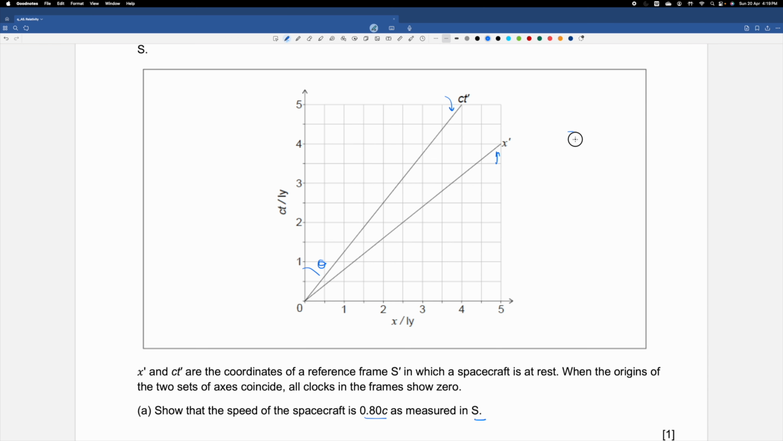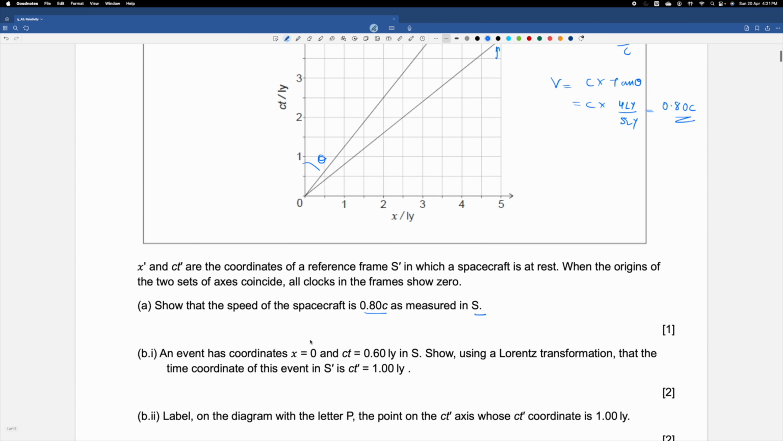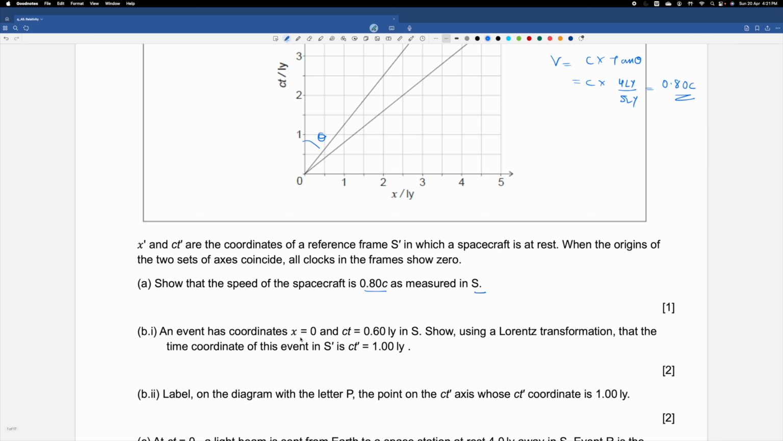So what is the formula? We know that tan theta is equal to v over c. V will be c times tan theta. By plugging in the value of tan theta, what is tan theta? This is your opposite, which is 4 light year, divided by adjacent, which is 5 light year. You will get the answer as 0.80 c.